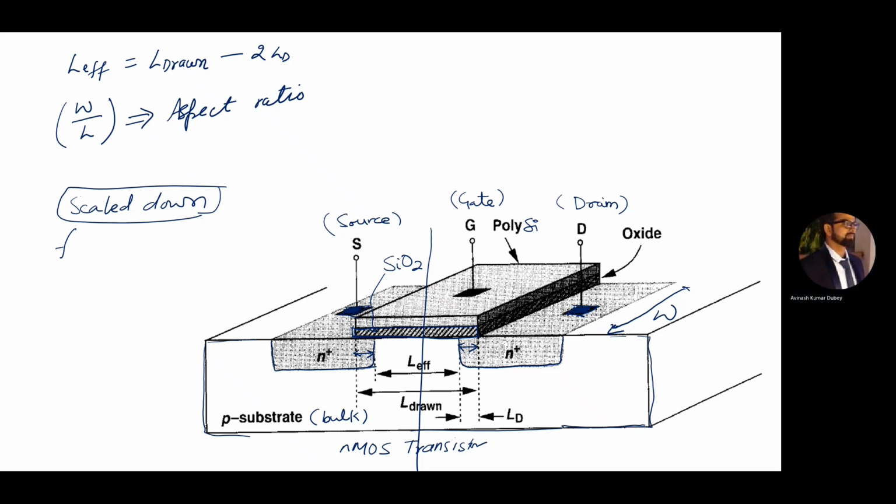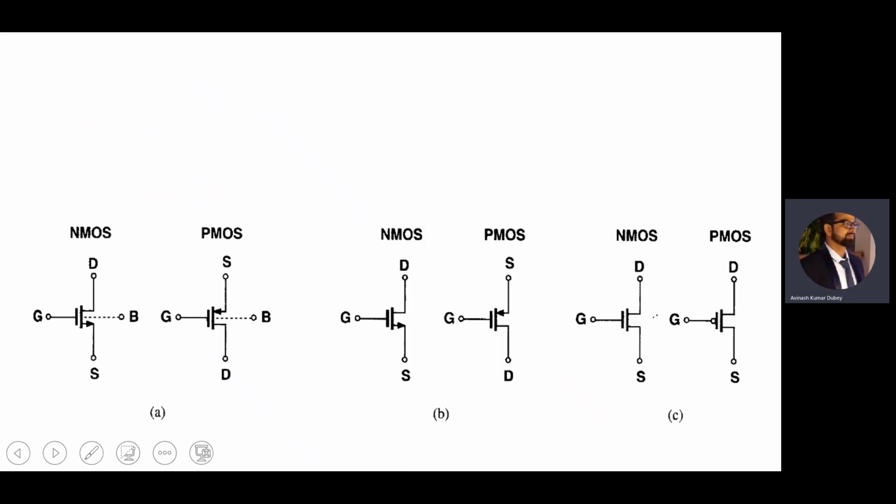So MOSFET is called a four terminal device. Three terminals are drain, gate, and source. Another terminal is called the body terminal or the bulk terminal. If you consider the four terminal device, then we have different symbols for that. So let us see the different symbols for the PMOS device and the NMOS device. Here we can see that this is a four terminal NMOS device and this is the four terminal PMOS device.